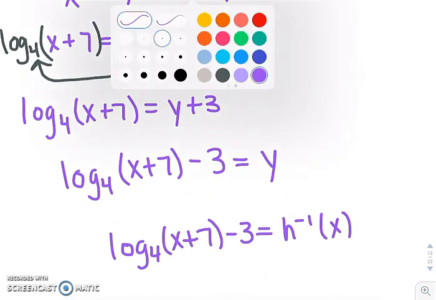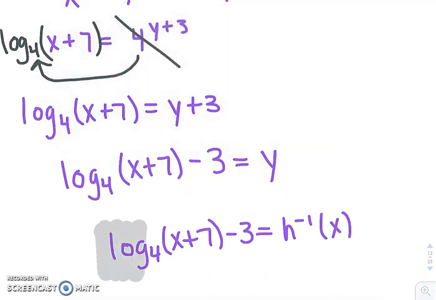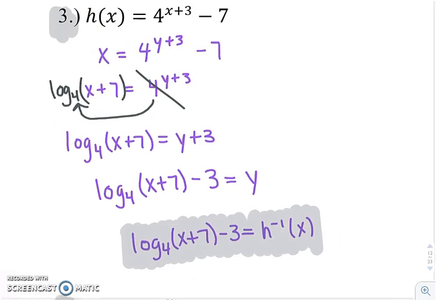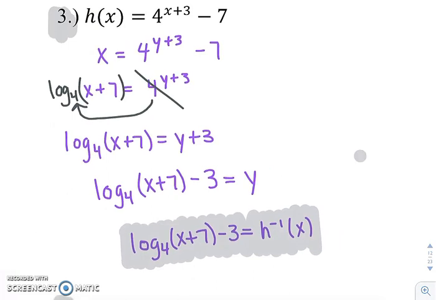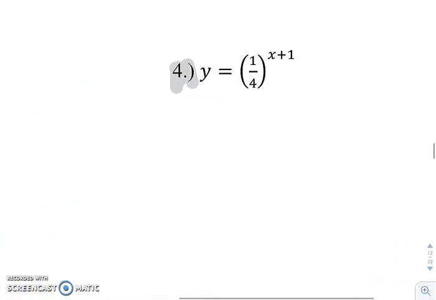As you're doing these, if you start with an exponential equation with base 4 and you end with an exponential equation base 4, if you're finding the inverse, we did something wrong. If it starts as an exponential, it needs to end as a log. So let's go over here to number 4.